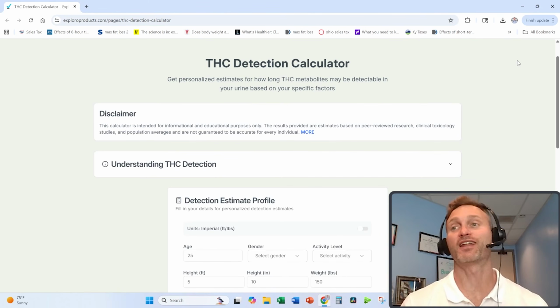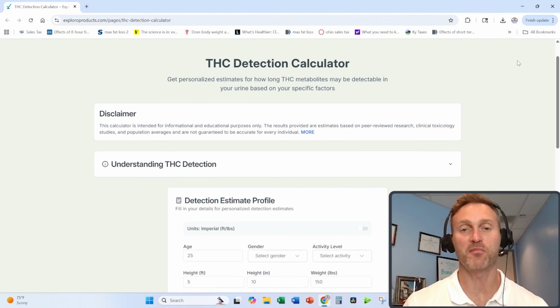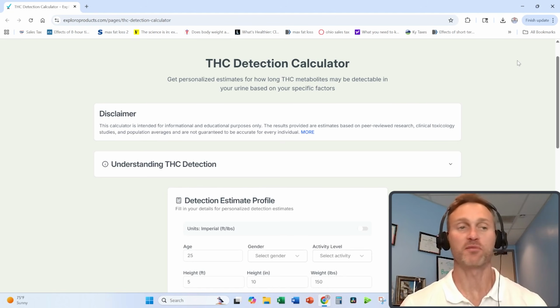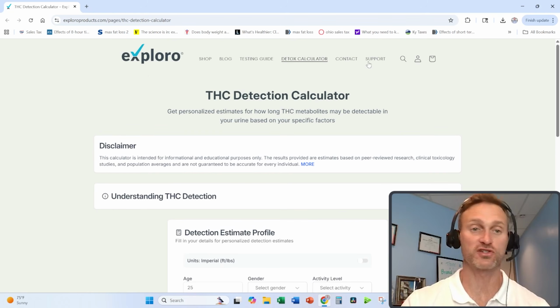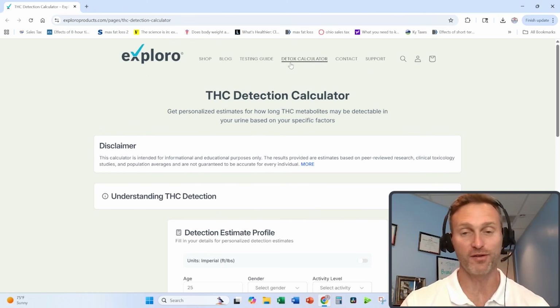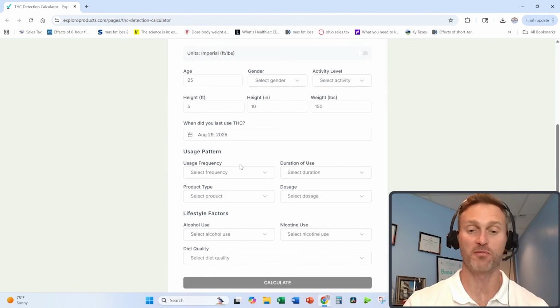Today, we've got something that a lot of people have asked me about. Where can I go online and kind of estimate how long I am going to test positive for THC for? The guys over at Exploro have developed a THC detection time estimator based on a number of different questions.